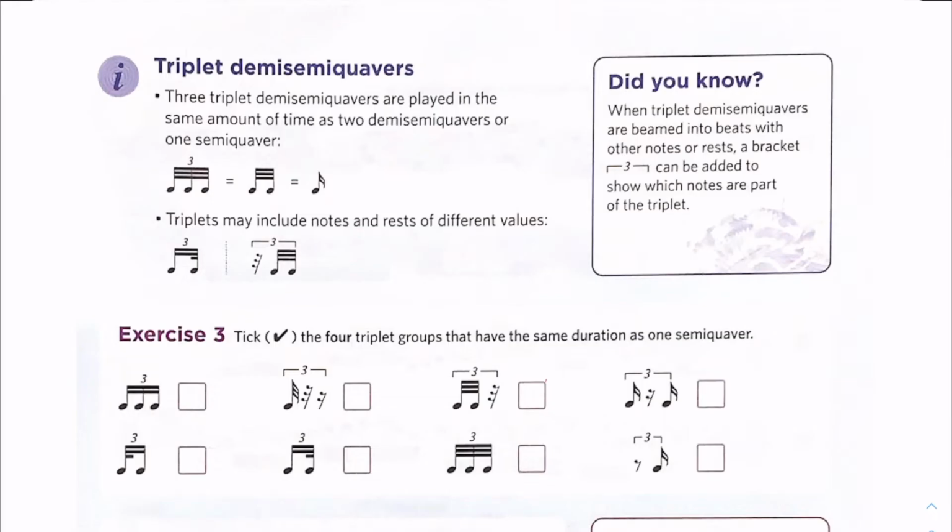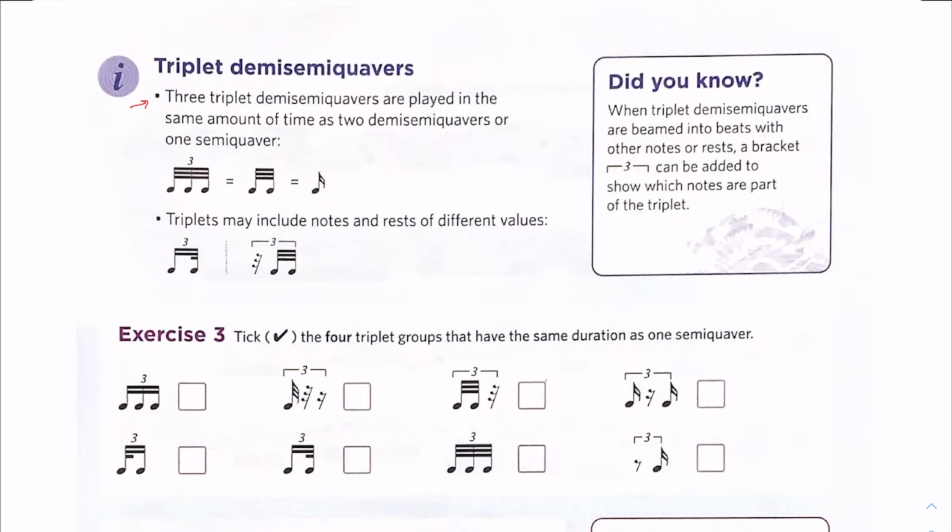Today we are going to go over some exercises from Chapter 3 in the Grade 1 Discovering Music Theory Workbook. Let's get started. Today we are going to start with Triplet Demisemiquavers, which is on page 3 of the Grade 3 Workbook.